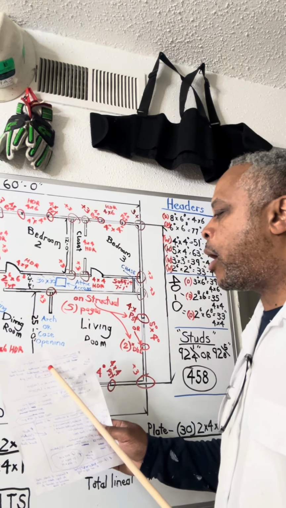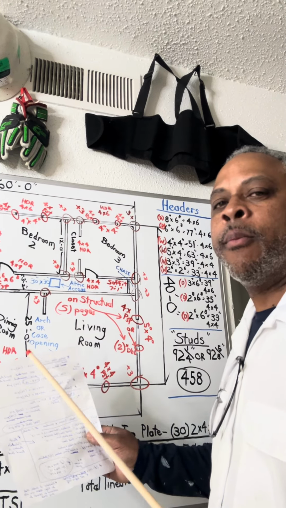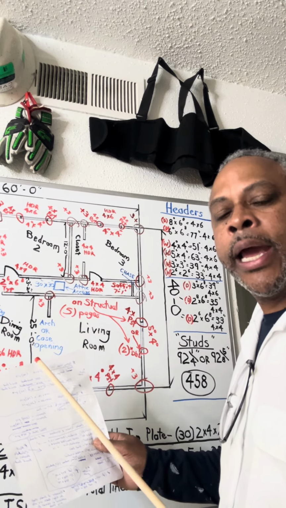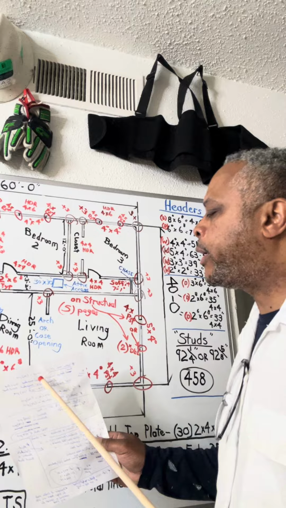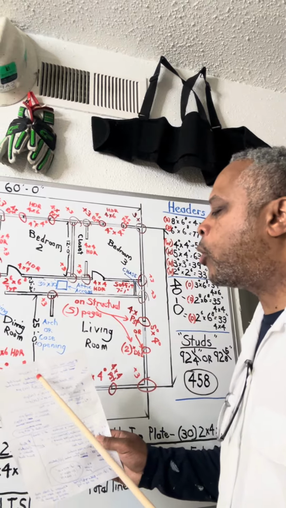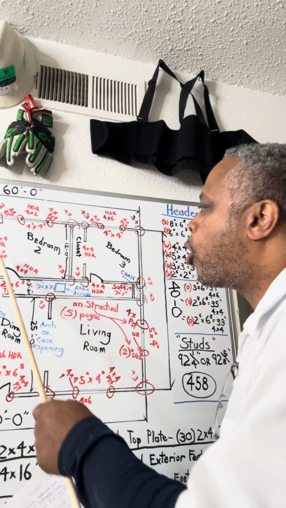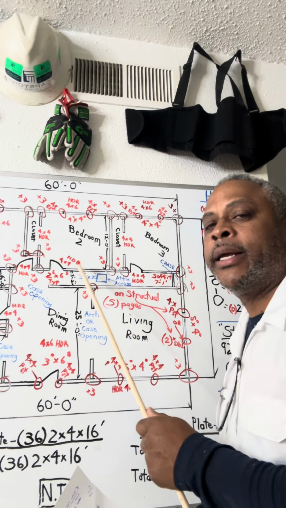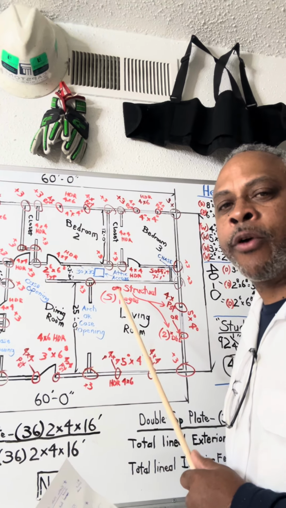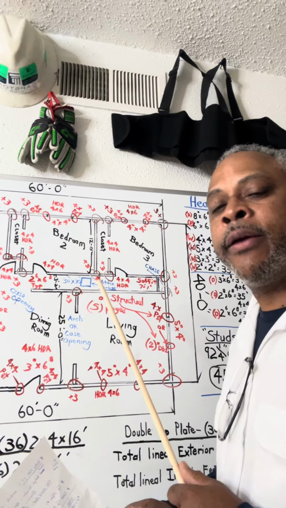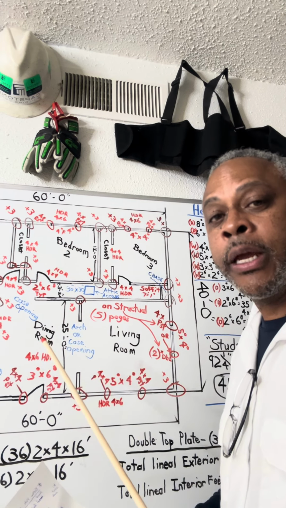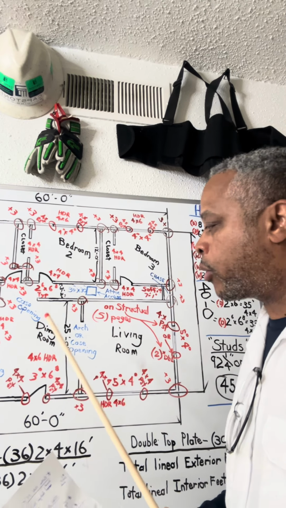I wrote down my perimeter for my exterior walls, and the whole total lineal feet was 320. I wrote down the interior of every length of these walls that I was going to frame, and I have 254 lineal feet. I need to convert that into board footage, okay?